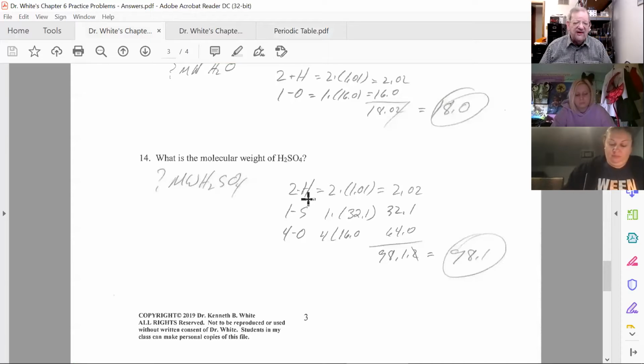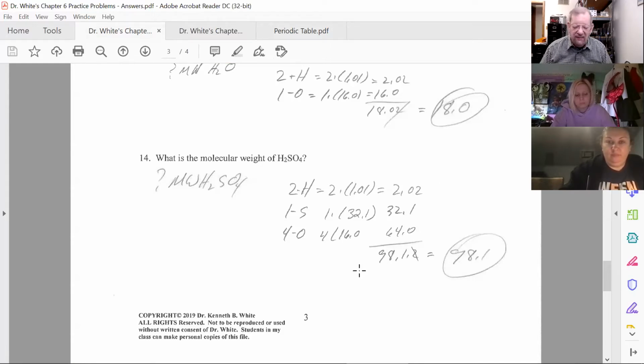Have you noticed I have 2 hydrogen, now 2 times 1.01, 1 sulfur, 1 times 32.1, and 4 oxygen, 4 times 16.0. The bracket fell off, so just imagine it's there. Do the math. You get these 3 numbers added up.